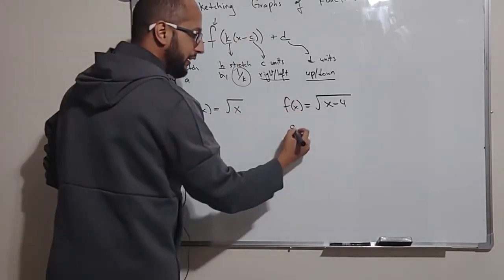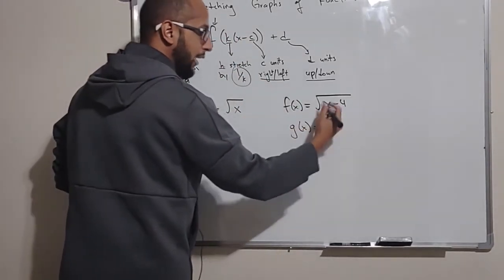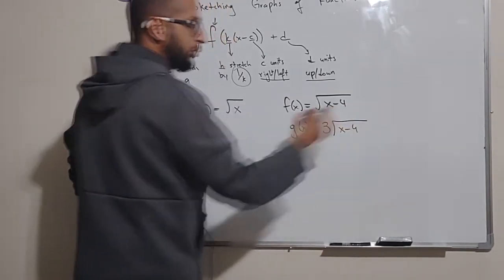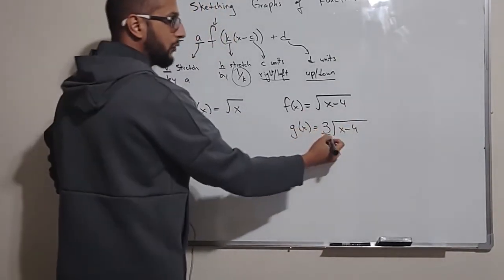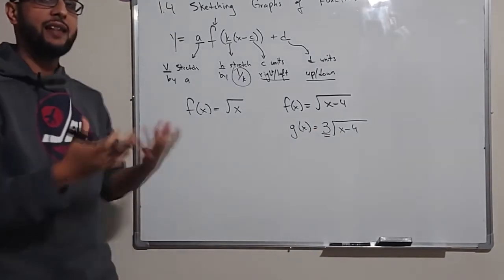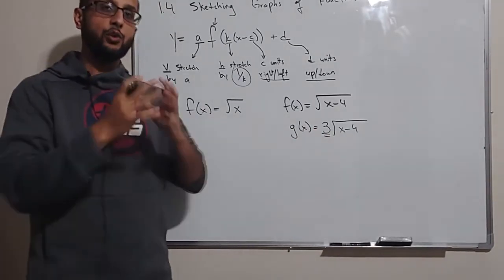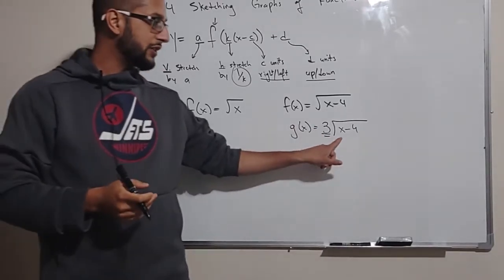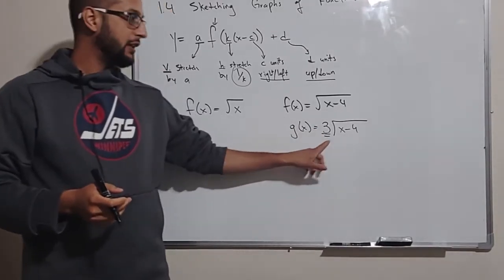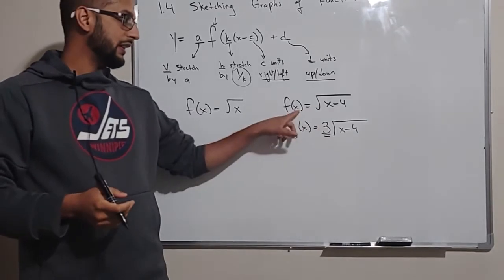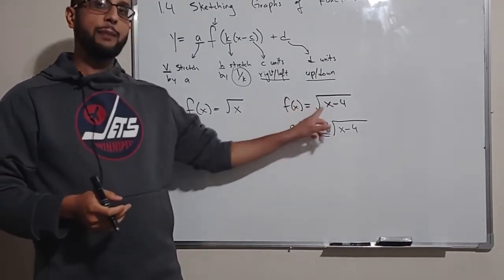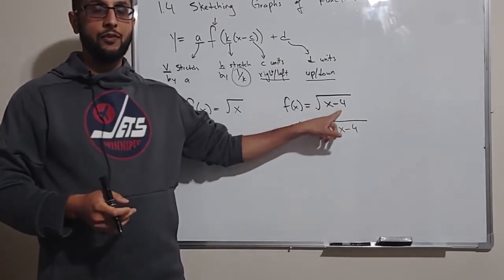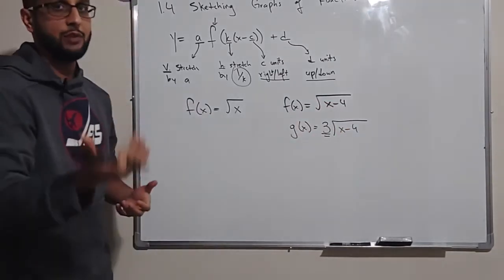And then anything that is happening outside the function, so 3 times the square root of x minus 4, this would be vertical because it has nothing to do with the function itself. You take the result of the function and you multiply it by 3. So you take the result of the square root and then you multiply it by 3. Whereas in f of x, before you can apply the function, which is square root, you have to subtract by 4.